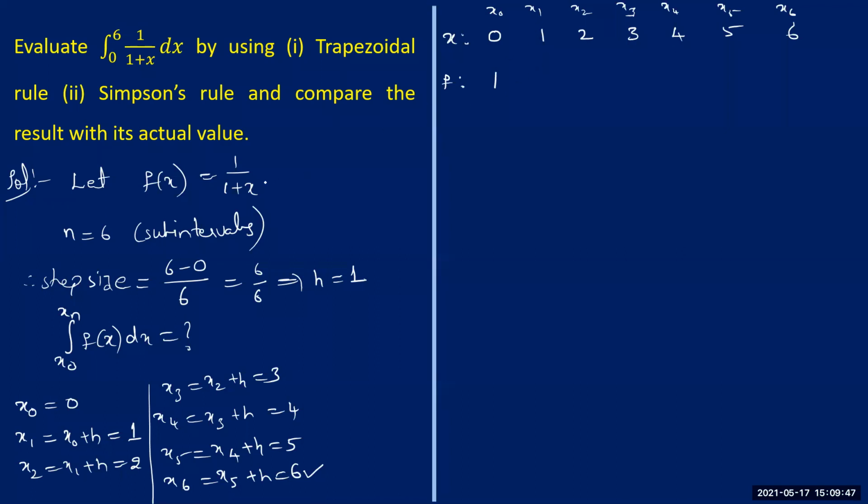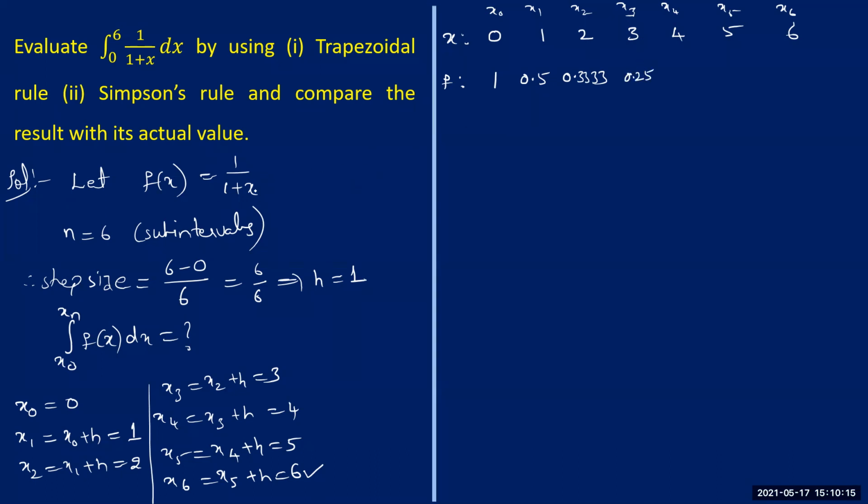Now, when you substitute x is equal to 1, we'll get 1 by 1 plus 1, 1 by 2. 1 by 2 means it is 0.5. Then when you substitute x is equal to 2, you will get 1 by 3 actually. As we know, 1 by 3 means 0.3333. Then when you substitute x is equal to 3, we'll get the function as 1 by 4. When it is 1 by 4, as we know, the function value is 0.25.